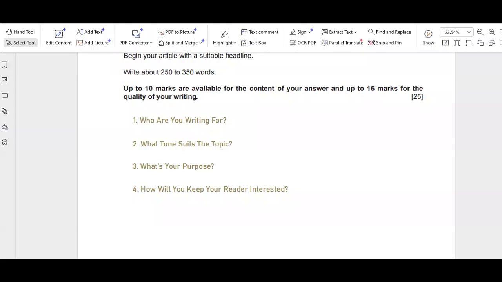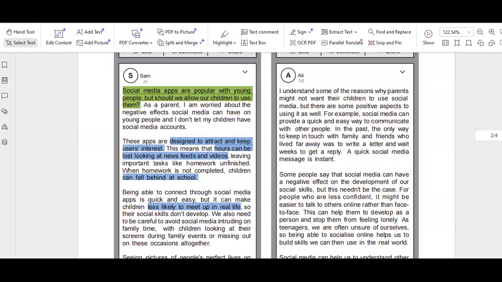Next, keep in mind how you're going to organize your article. There are three simple things that the examiner wants to see in your response. Number one, introduction. Number two, main body. And number three, conclusion. For the introduction, you need to grab the reader's attention right from the start, either by using a rhetorical question or by applying the rule of three. As for what rhetorical questions are, an example has clearly been mentioned in the question itself.